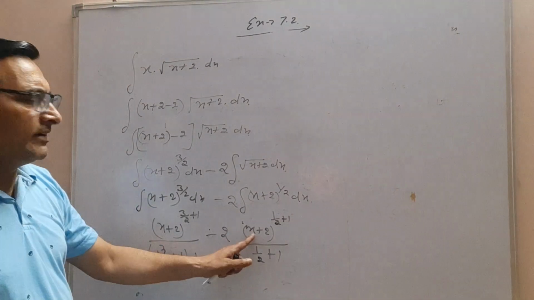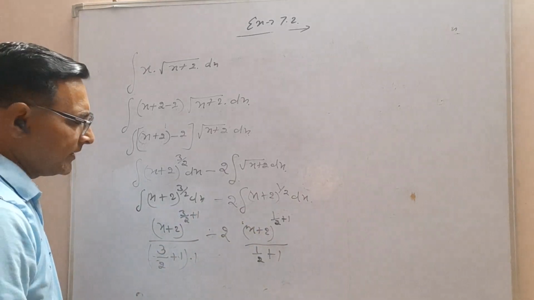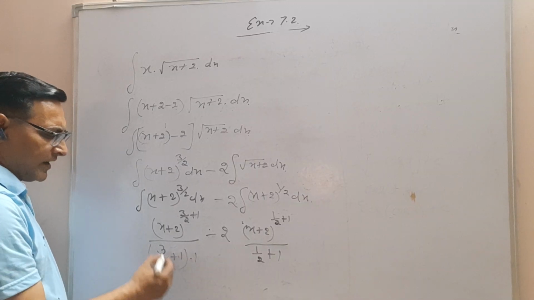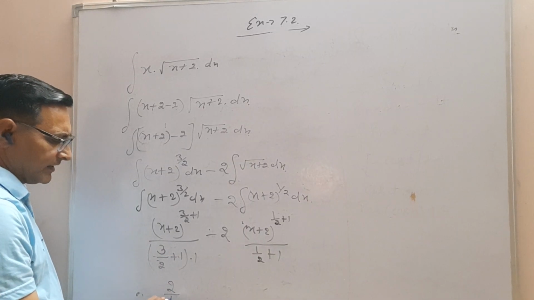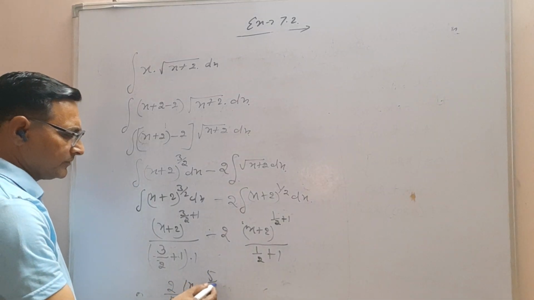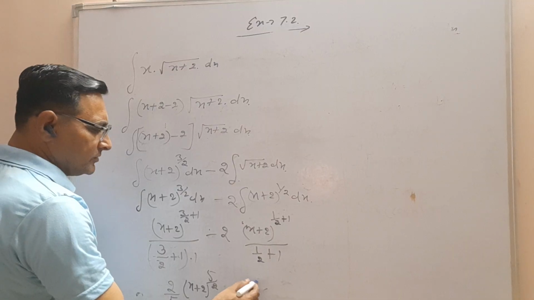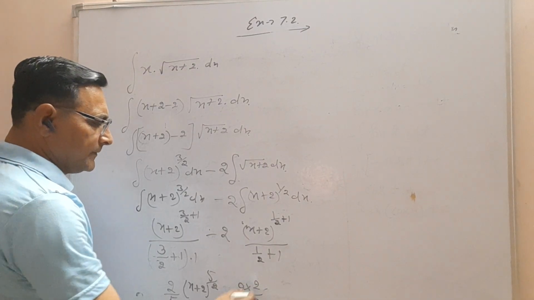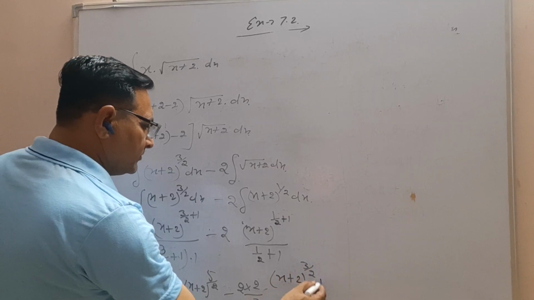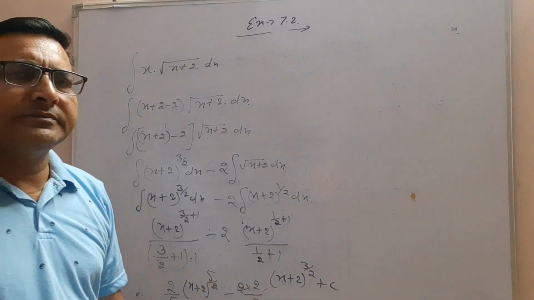And again, the derivative of x is 1 and the derivative of 2 is 0. We can write 3 by 2 plus 1, that is 5 by 2, so you can write 2 by 5 into (x plus 2) power 5 by 2, minus 2 into, it will be 3 by 2, so you can write 2 by 3 into (x plus 2) power 3 by 2 plus c. This will be the answer.